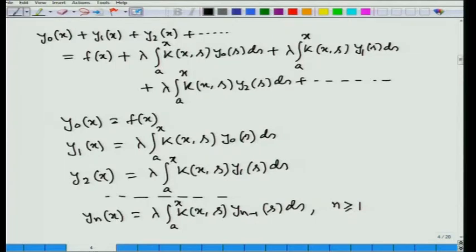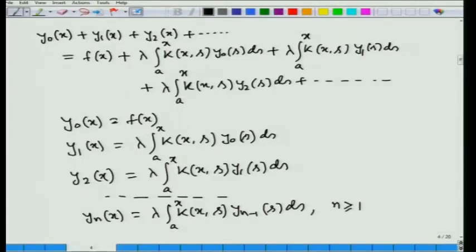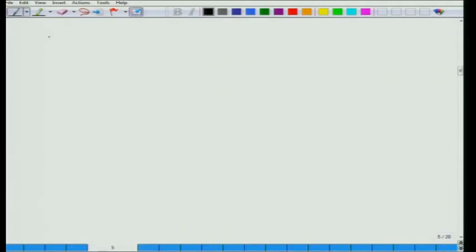That means y1(x), y2(x), all these iterates can be obtained from the general formula by substituting n equal to 1, 2, 3 and so on. Only there is a separate definition for y0(x). Now, before going to consider any particular example, we will consider the convergence of this method. We have started with the assumption that y0(x) equal to f(x). You can calculate y1(x), because for the given problem the kernel k(x, s) is known. So, substituting y0(s) here, we can calculate y1(x), then y2(x) can be calculated upon substituting y1(s) here.